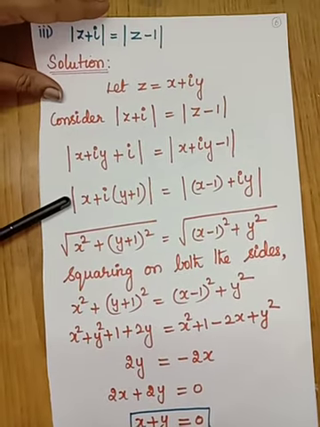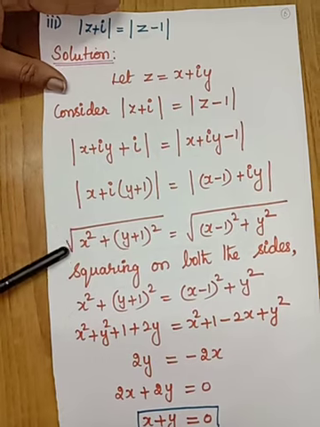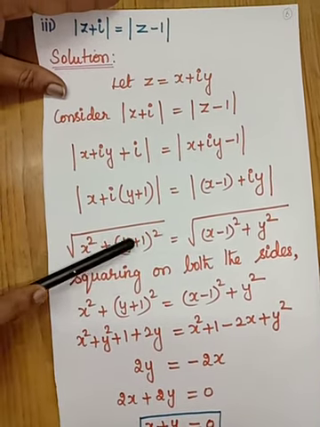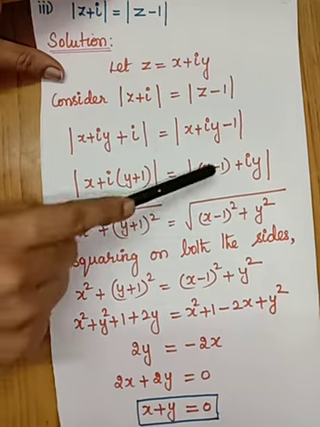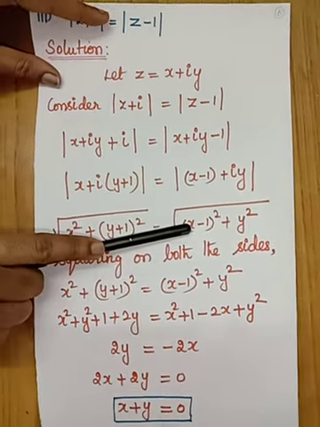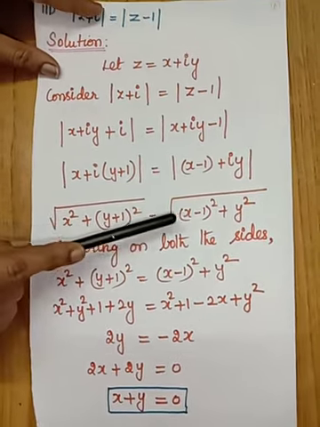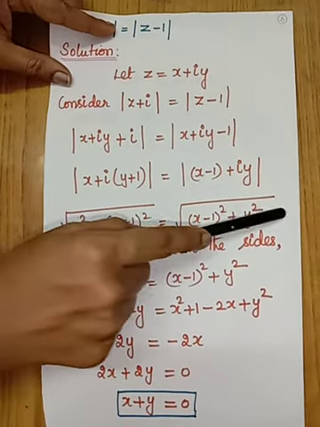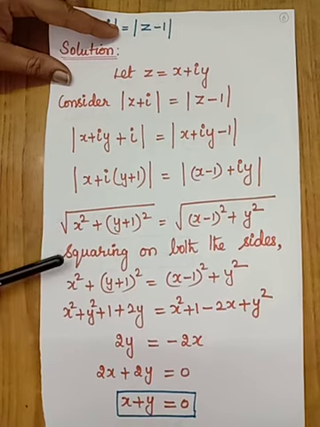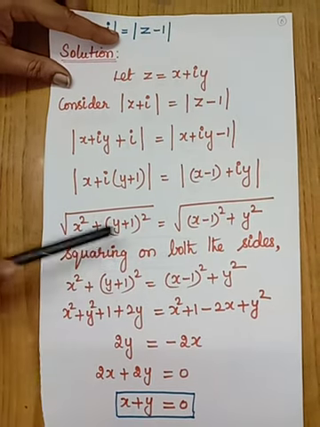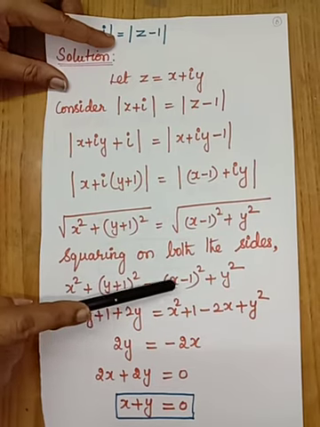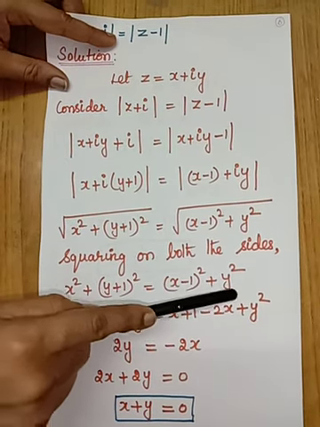Okay, so this term is written within the modulus. While you are using the modulus of any complex number, it is nothing but the square root of the real part whole square plus the imaginary part whole square. The same way here also I have used the modulus of a complex number formula. Okay, both the sides square root is there. So to remove the square root, you have to square on both the sides. So you will get x squared plus y plus 1 the whole squared is equal to x minus 1 the whole squared plus y squared.